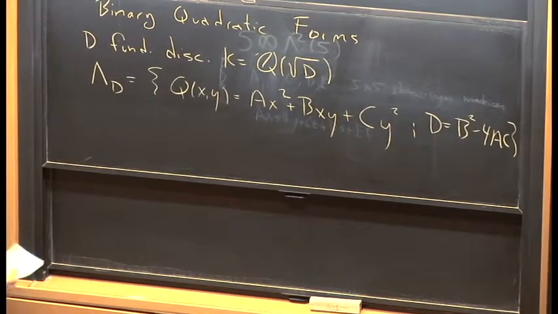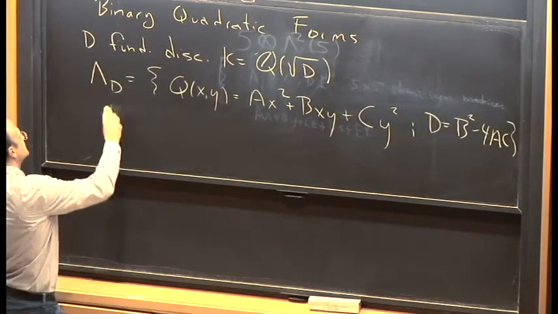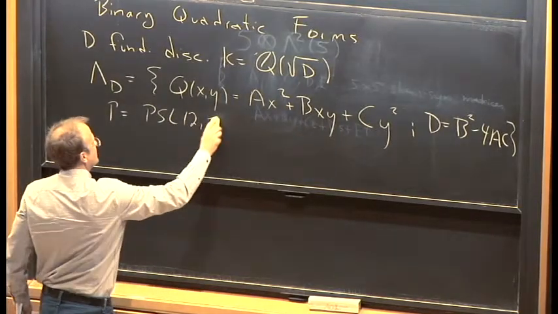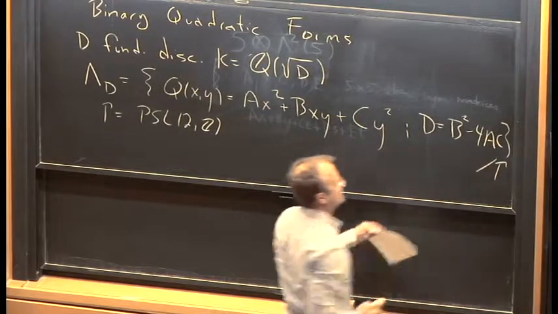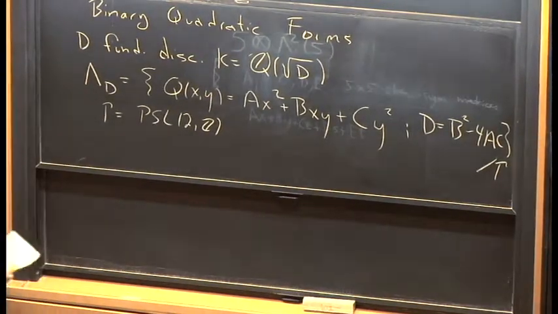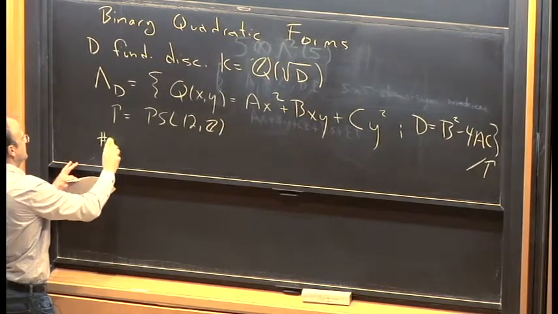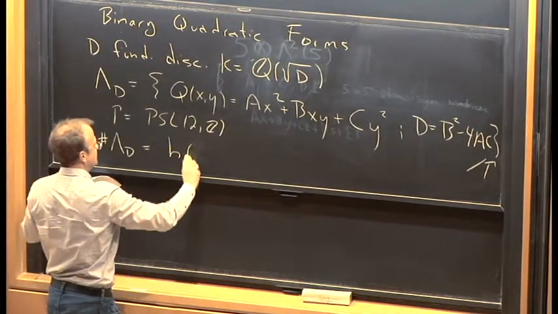This set is of course acted on by the modular group, PSL2Z. I didn't leave myself enough room, but let's mod out by that. So this is a finite set, and the fact that it's finite is non-trivial. The number of elements in here is the class number, which I usually denote h(D).